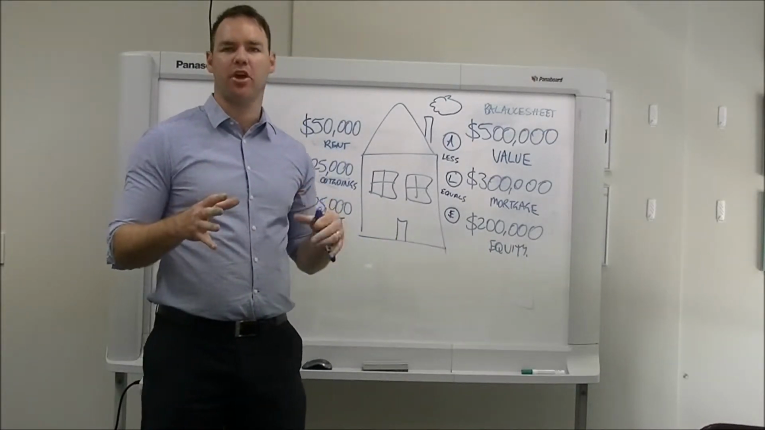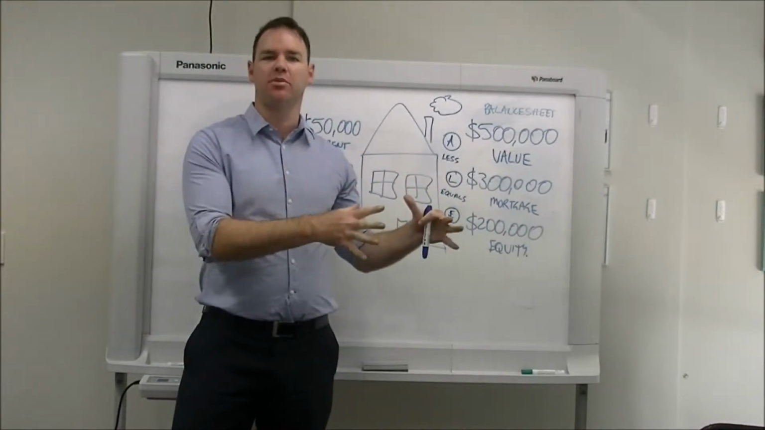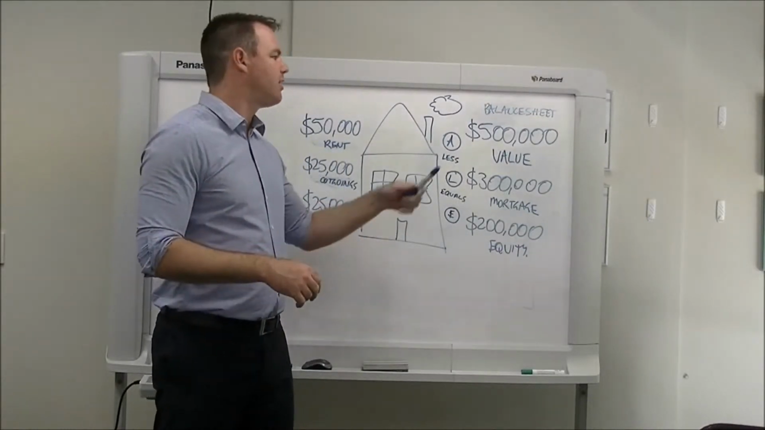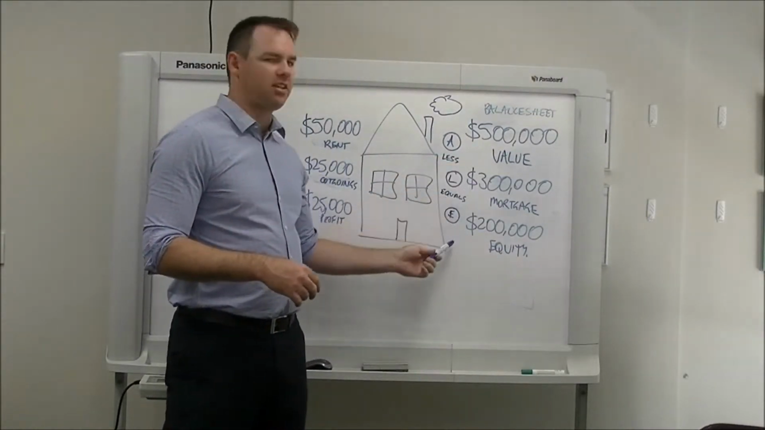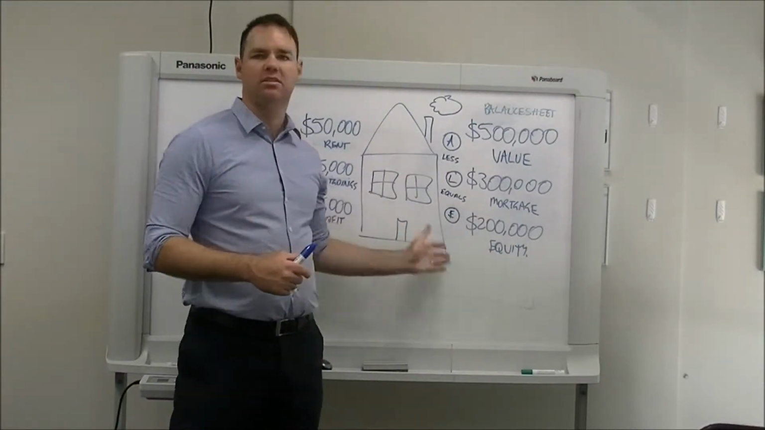So in today's episode, we're going to look at what a profit and loss statement is. In the last episode, we looked at what a balance sheet is. A balance sheet being the assets, the liabilities and the equity of a business. And we used the example of a house.